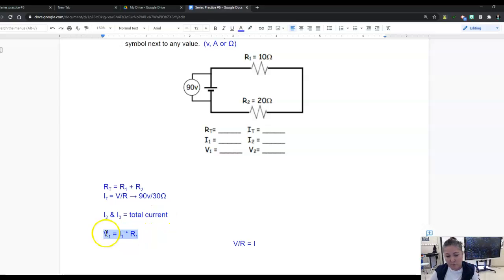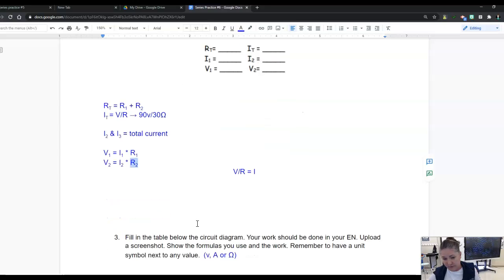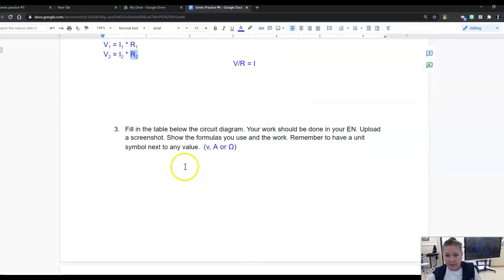Do the same thing one more time, if you do not mind, for the second resistor. So you're going to use the same value for the current. You have it here, here, and here. You got it from 90 divided by 30. And then you're just going to multiply it by the resistor for the second one, or 20. And then you're all done. Good to go.